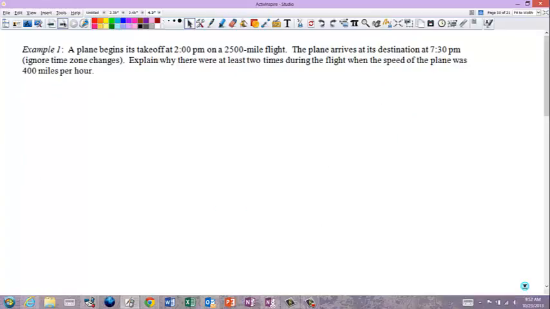Example 1: a plane begins its takeoff at 2 p.m. on a 2,500 mile flight. The plane arrives at its destination at 7:30 p.m. Ignore time zone changes. Explain why there were at least 2 times during the flight when the speed of the plane was 500 miles an hour. Well, this is the instantaneous rate of change. Let's call it f prime of c. And that's miles per hour.